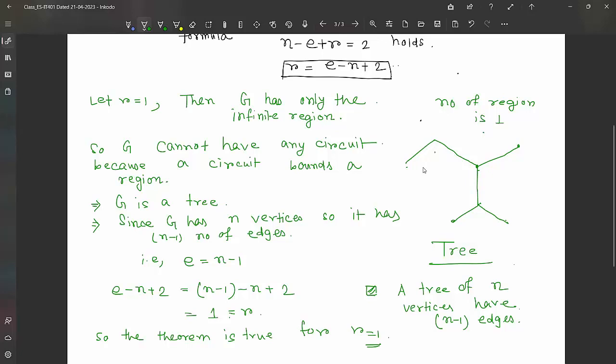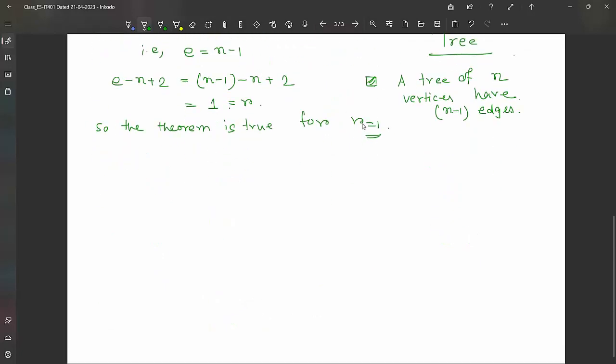And after that we will show that for one more region it also holds. So let's start the next step of the induction method. This is the next step of the induction method, and let R be greater than 1. We take that.